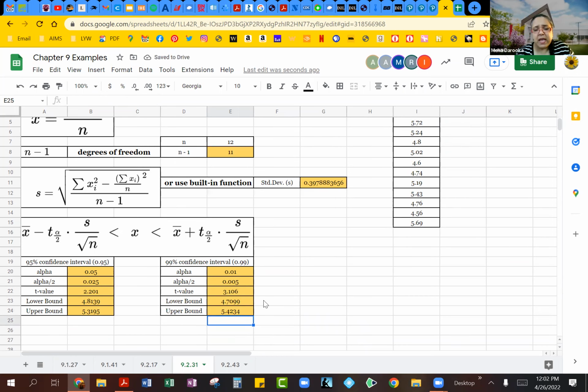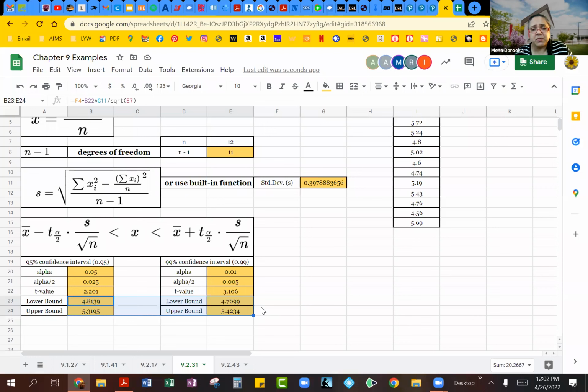And so notice how the upper bound and lower bound have changed between the 95% confidence interval and the 99% confidence interval. You will notice this, and I'm sure they're going to ask you questions based on this also. When you actually change the level of confidence, your margin of error changes. So the smaller the level of confidence is going to be, the smaller the margin of error is going to be. The bigger the level of confidence is going to be, the bigger the margin of error.